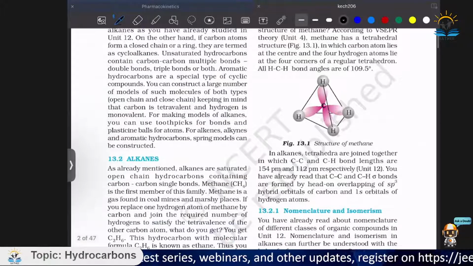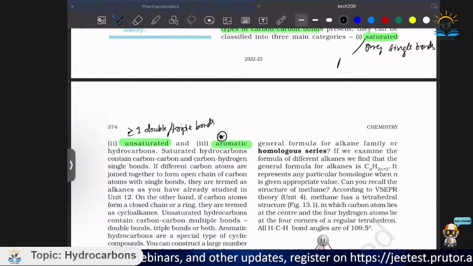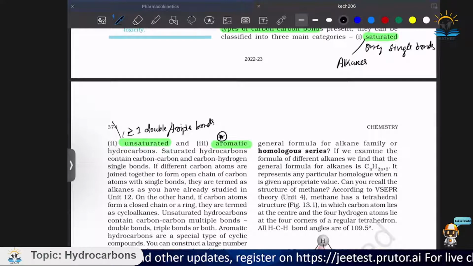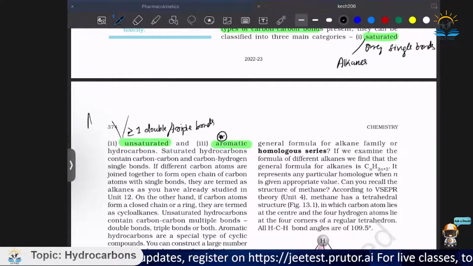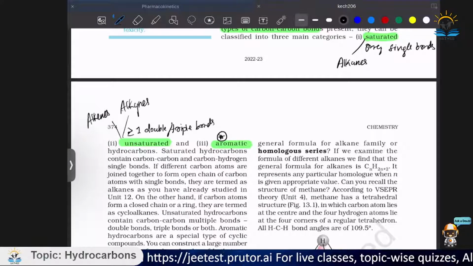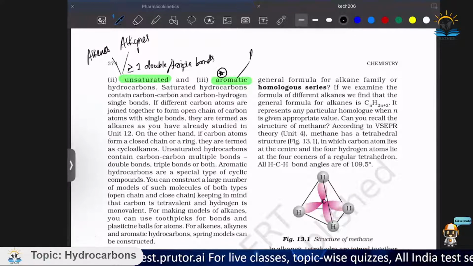You have to remember that the saturated hydrocarbons are represented by alkanes and unsaturated are represented by alkenes and alkynes. Aromatic hydrocarbons have a lot of examples. The classic example which we give is benzene.